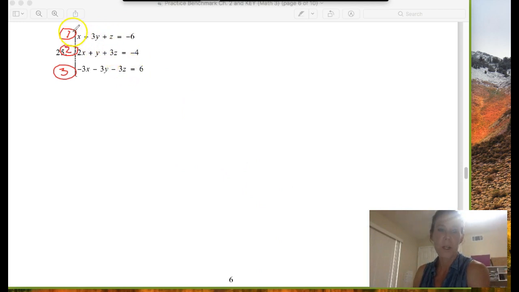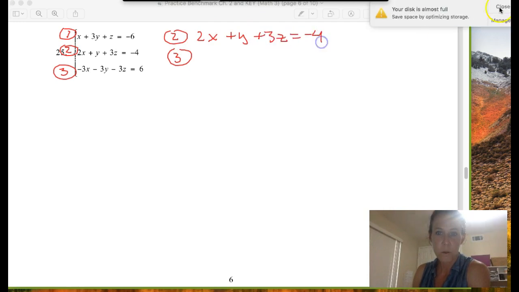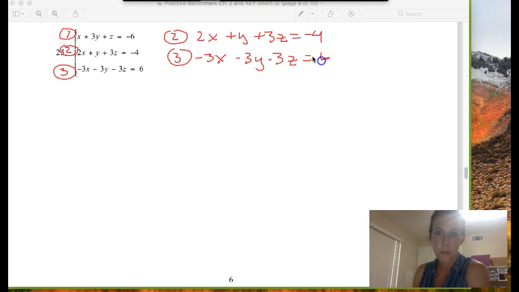So what I'm going to do is pick any 2 equations. I'm going to pick equation 2 and 3 first. So equation 2 and 3, I'm going to write equation 2 and equation 3. I'm just going to work those to eliminate one of the variables. There's equation 2, and here's equation 3, negative 3x minus 3y minus 3z equals 6. Okay, now if I go ahead and add these together, the z's will fall out. Yay! Now I'm going to call this new equation 4, because I didn't have this equation. It's going to be my new equation 4.